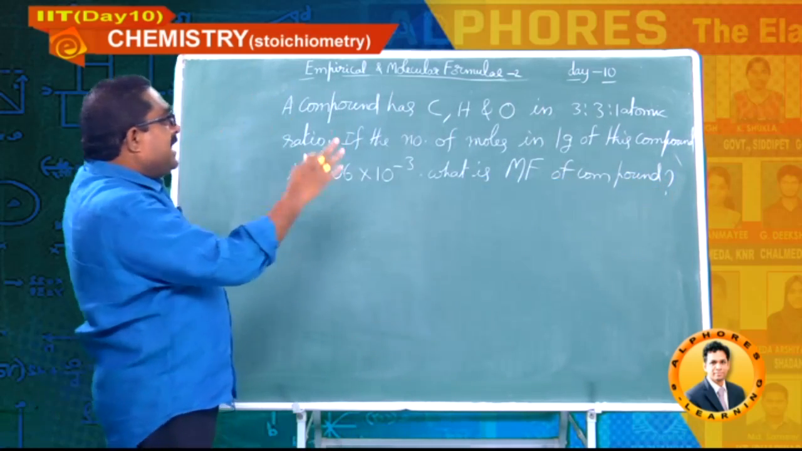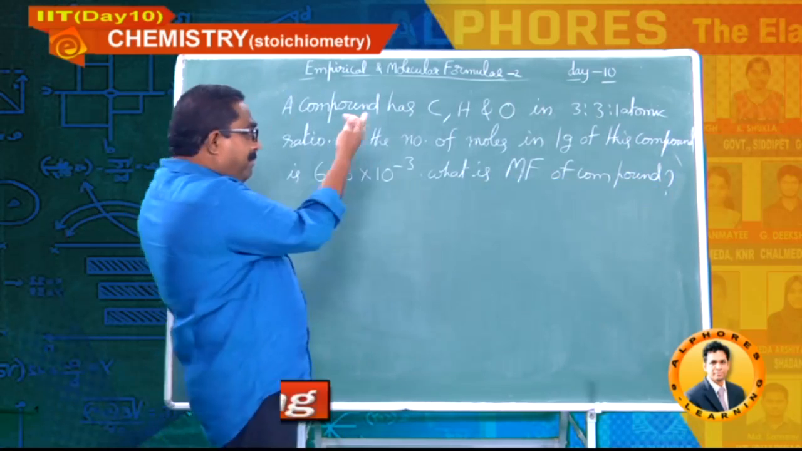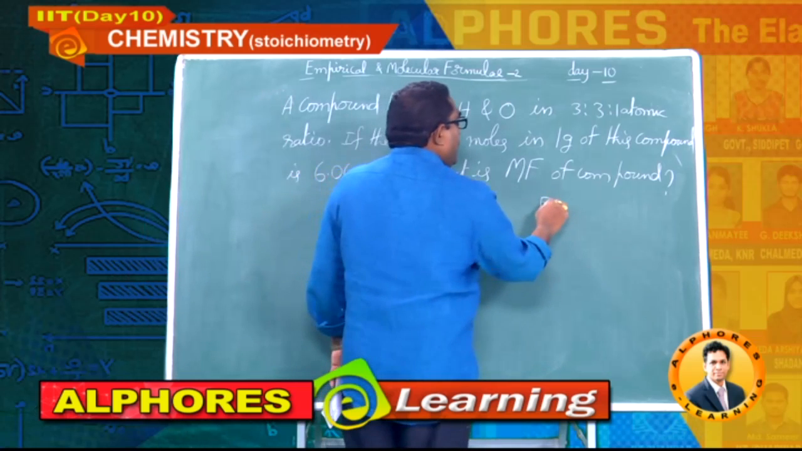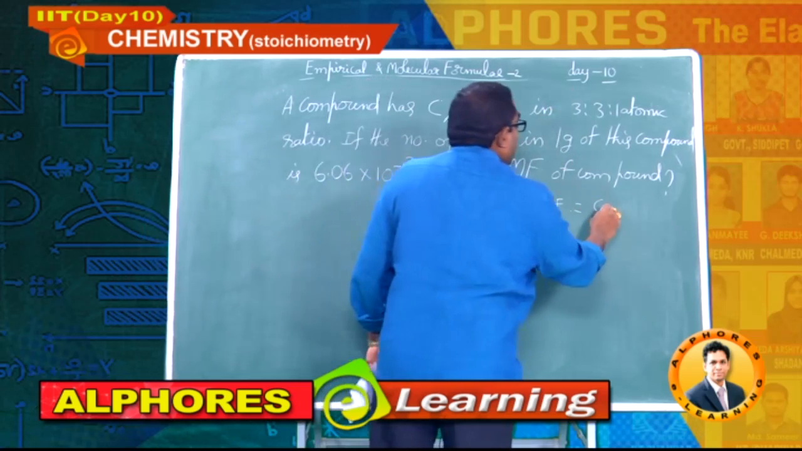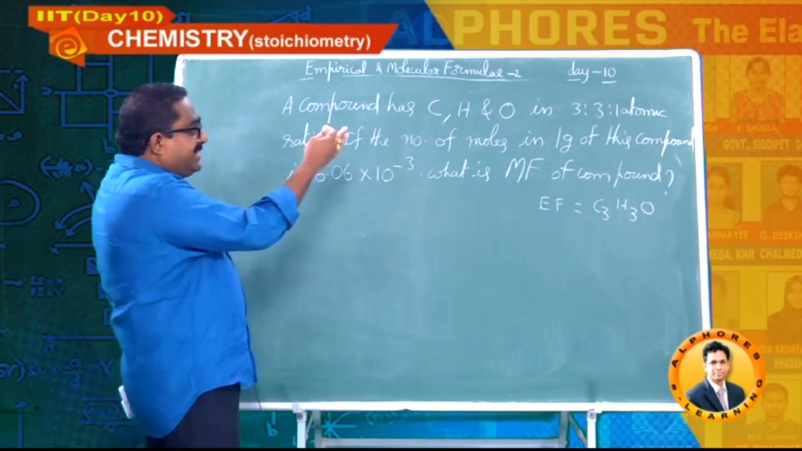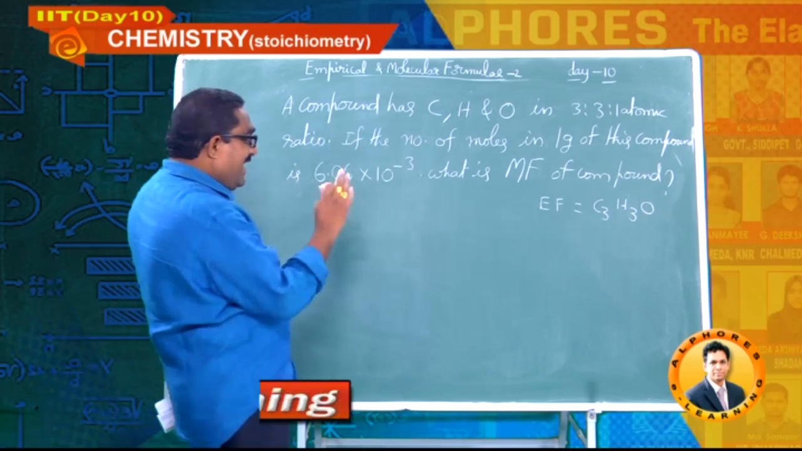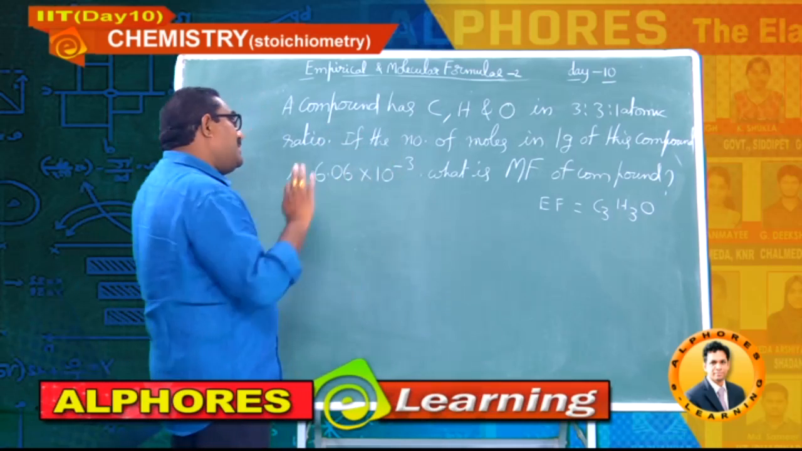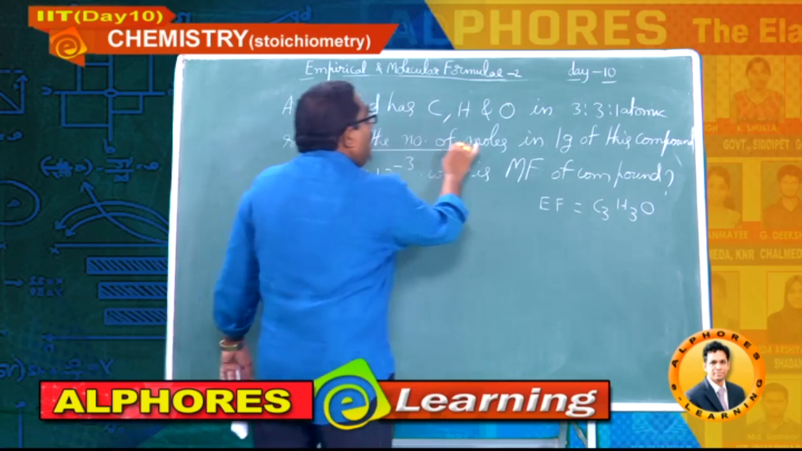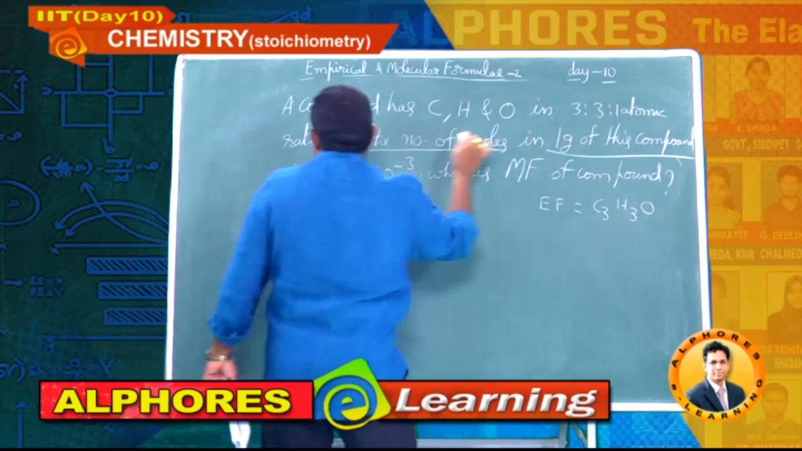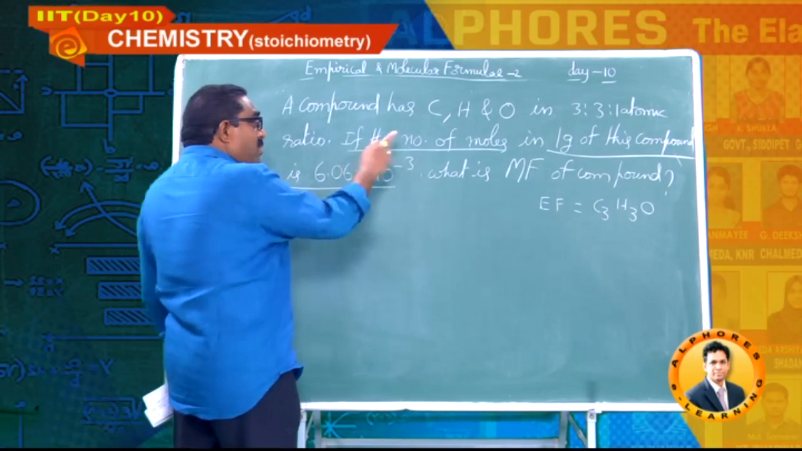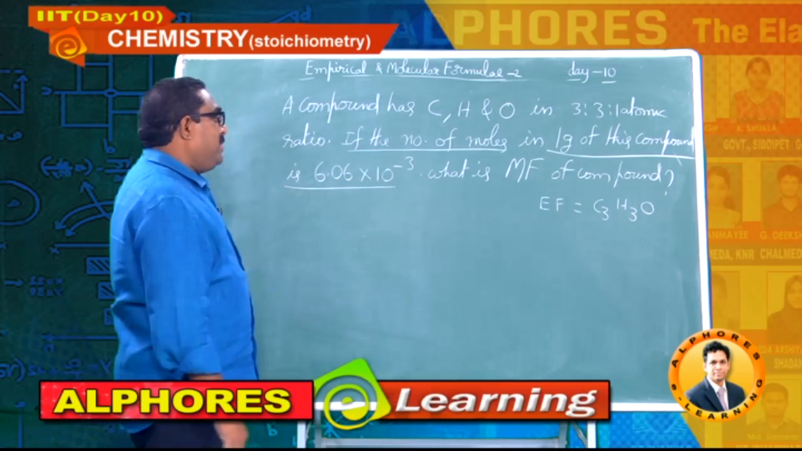So the atomic ratio he has given, so he has given the empirical formula. Okay, let me write first of all. Empirical formula is equal to, simply you can write C3H3O, because he has written the atomic ratio as 3:3:1. So that is the empirical formula. Here, if you read the data, the number of moles in 1 gram of the compound is given.